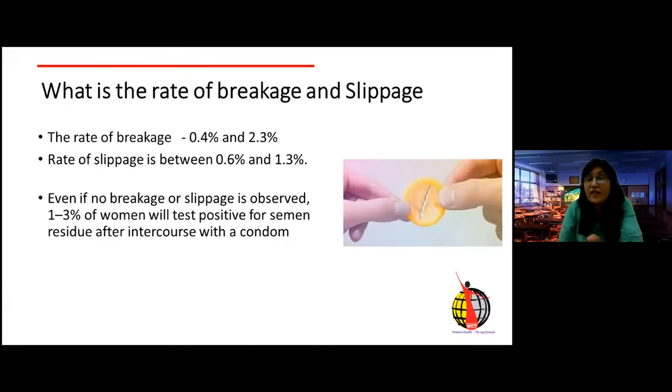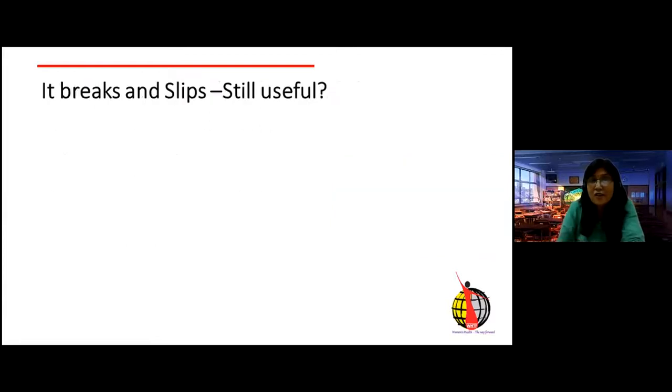And even if there is no breakage or slippage, 1 to 3% of women will test positive for semen residue after intercourse with a condom. So that means even if they are using the condom, there is still a possibility of semen being present in the vagina. So does that mean that the condom is not useful in cases when there is a breakage or slippage?